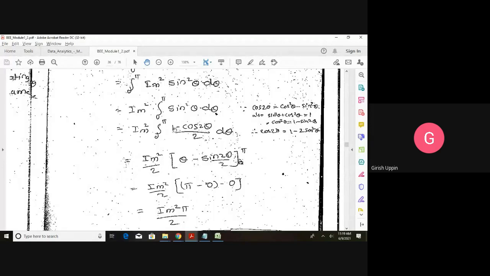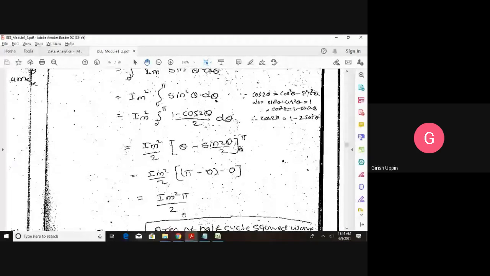What we are left with is 1 minus cos 2 theta. The integration of 1 is theta, and the integration of cos 2 theta is sin 2 theta divided by 2, from 0 to pi. If I put in the value of pi, it is pi minus 0, and sine of 2 pi is 0, minus sine of 0 is 0. So that side is 0, and we are left with pi. So what is the area I get? The area of the squared waveform is Im square pi divided by 2.